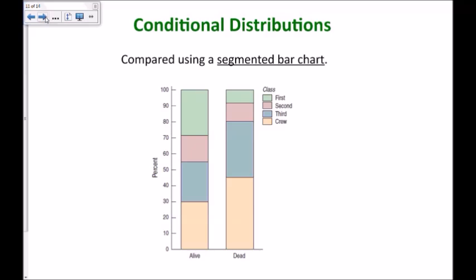Now be aware that this has to do with percents, not counts, and so from just a segmented bar chart, we would know nothing about the counts. There could have been, for example, more people who died in second class than who lived in second class based on the numbers, but not based on the percents.